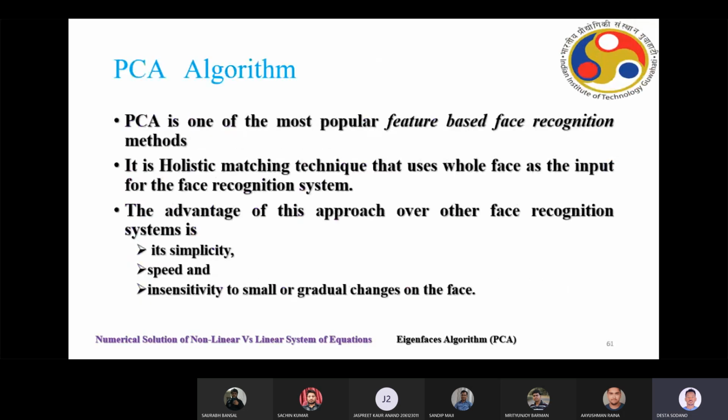What about the advantages of this PCA algorithm? It is a feature-based face recognition method. The advantage of this approach over other face recognition systems is its simplicity, speed, and insensitivity to small or gradual changes on the face.